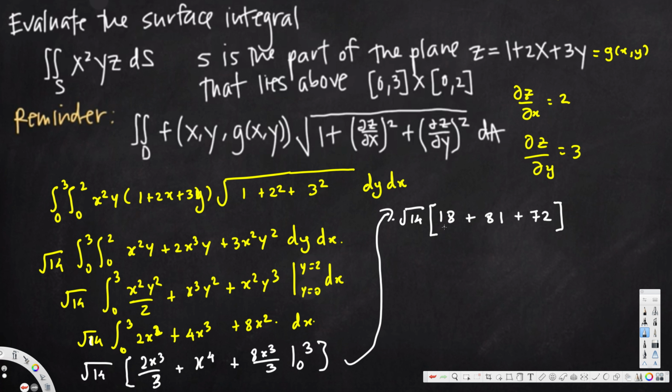All we have to do is just add them and express the final answer, and if we add them together, that's going to give us 171 square root of 14. That's going to be the surface integral of this given function.